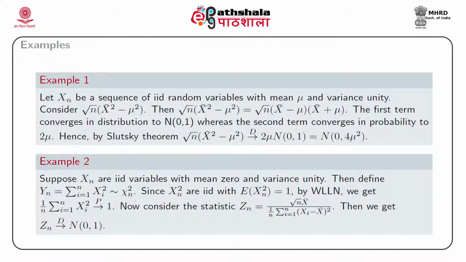So, consider the statistic Zn, which is defined as square root of n multiplied by x bar, whole thing divided by the sample variance, that is 1 by n summation i from 1 to n (xi minus x bar) square. Then we find that the numerator converges in distribution to normal 0, 1, and the denominator, being the sample variance, converges in distribution to unity, which is non-zero. So, using Slutsky theorem we can at once say that Zn converges in distribution to a standard normal variable.